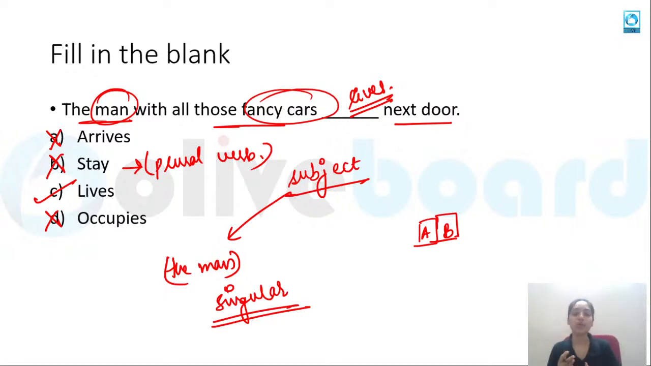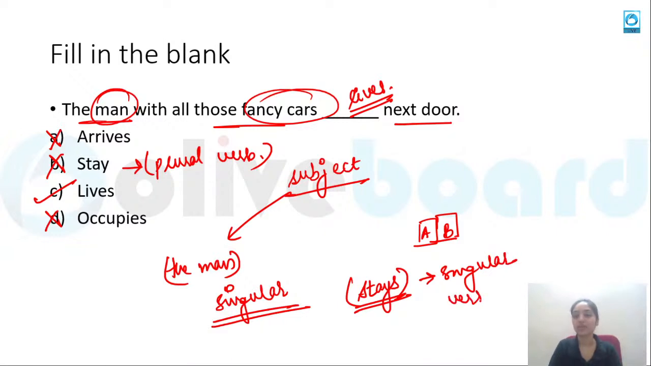The man with all those fancy cars. Here, you had to be careful that the subject of the sentence is the man and not fancy cars, even though you might be confused or tempted to mark option B as the correct answer. Option B was not correct. Had it been stays, then option B could have been correct because then it would have been a singular verb. But here you are given stay, which is a plural verb. So option B can be eliminated.